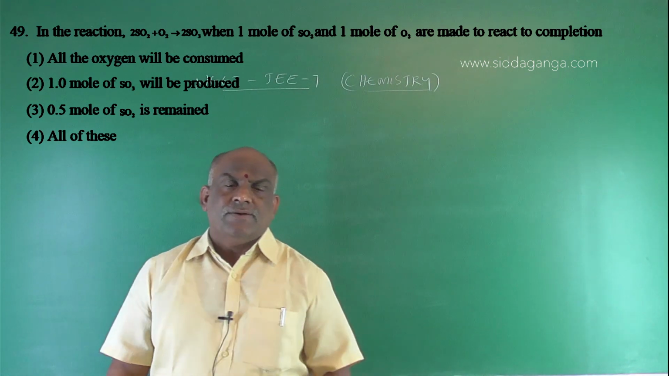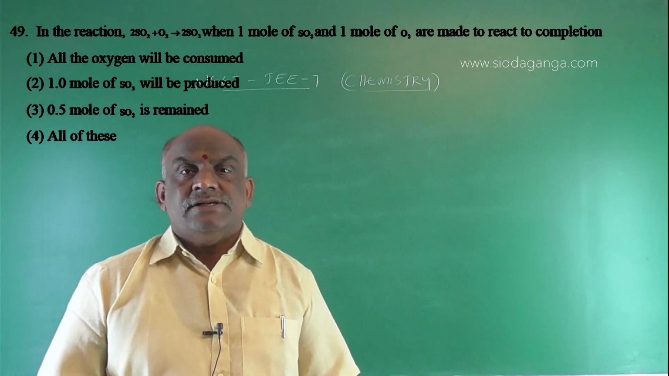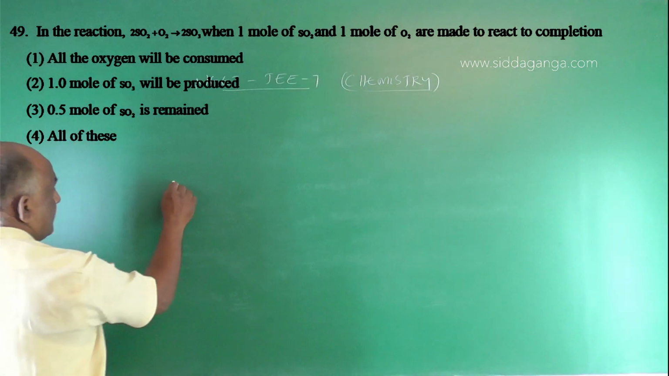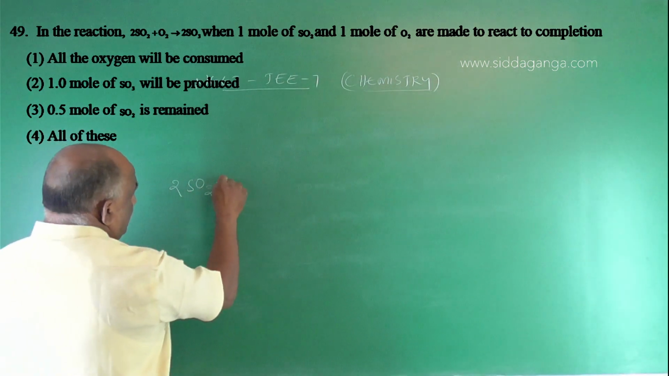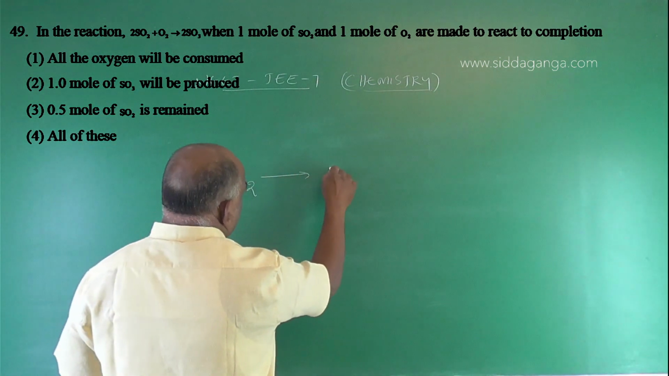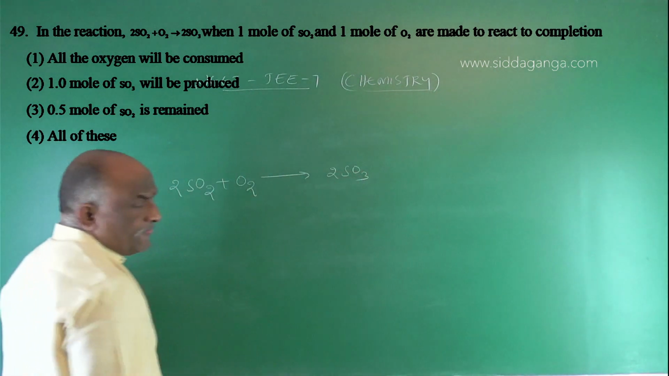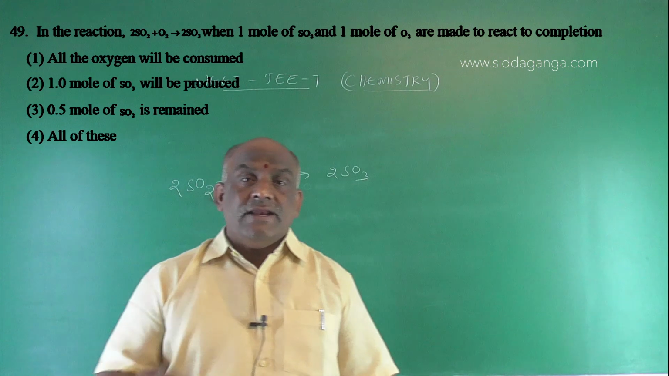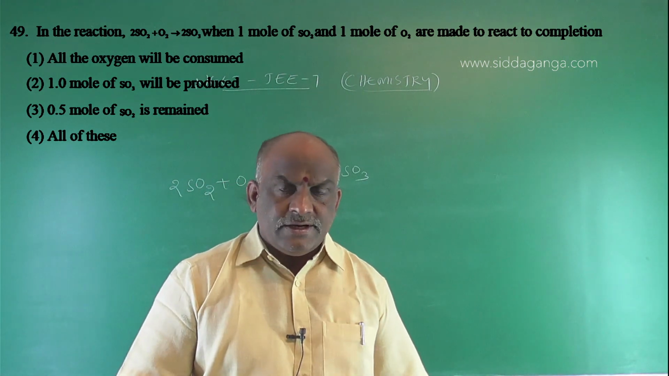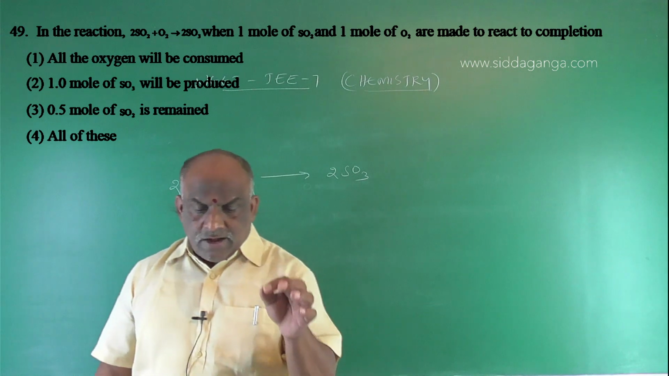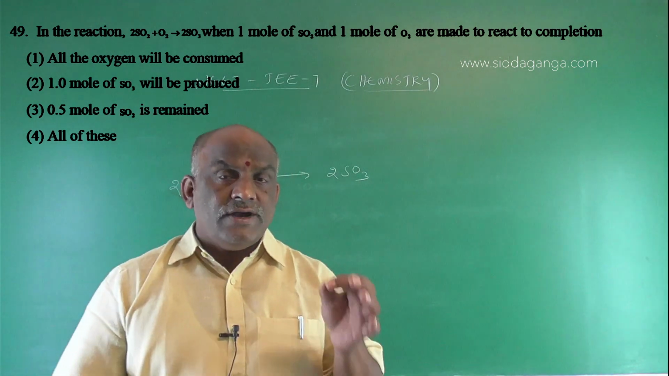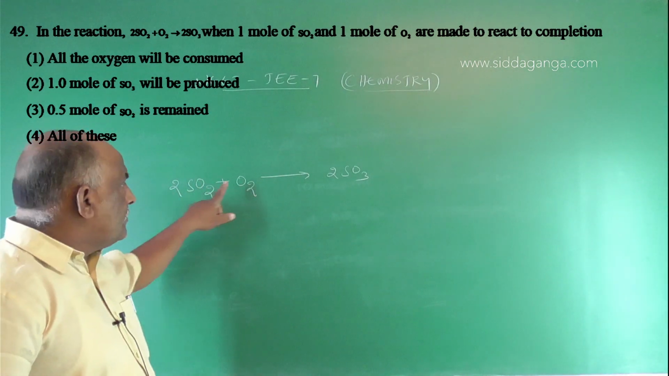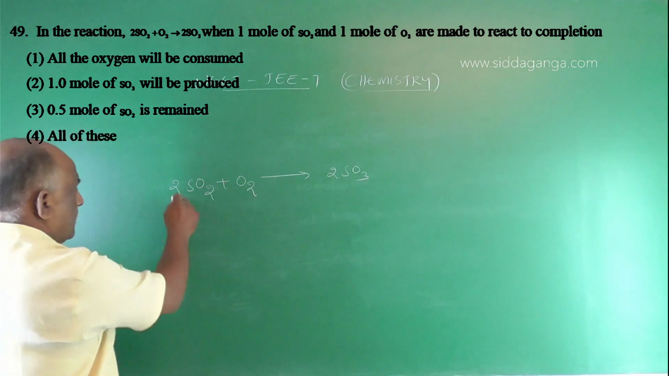The concept behind this question is related to the limiting reagent. For this we should go with the balanced equation: 2SO2 plus O2 gives rise to 2SO3. First we have to find the limiting reagent, and on the basis of the limiting reagent we find the right answer. The stoichiometric coefficient of SO2 is 2, and the stoichiometric coefficient of O2 is 1.